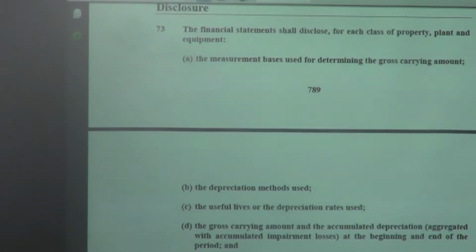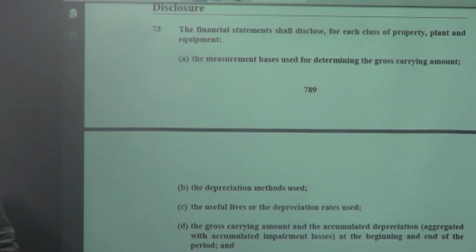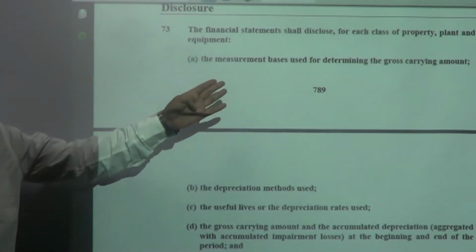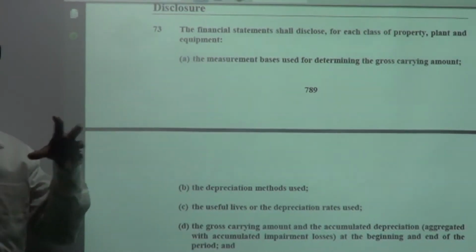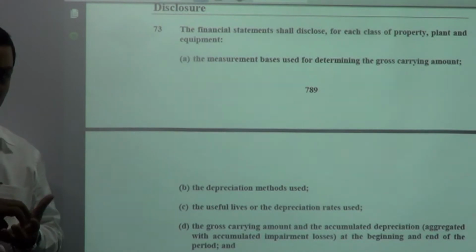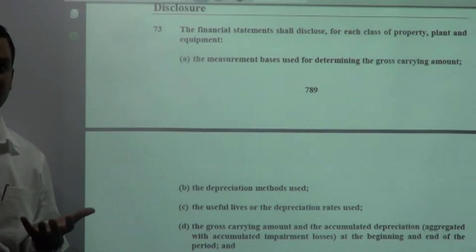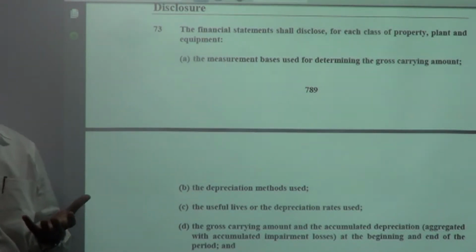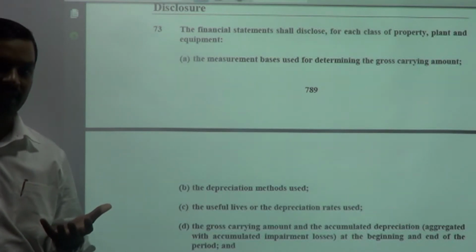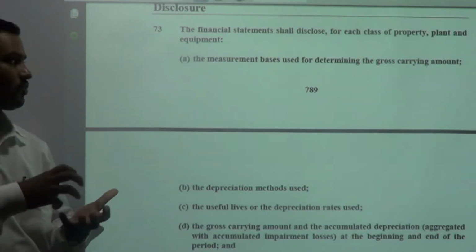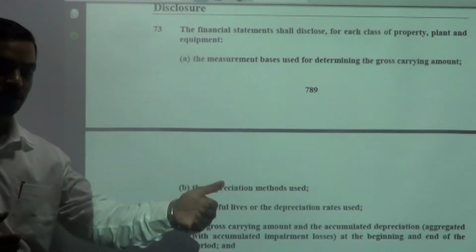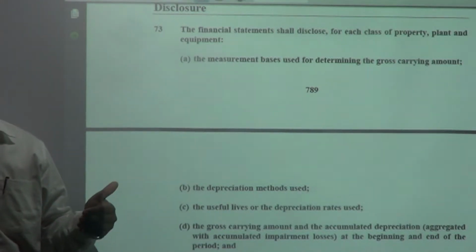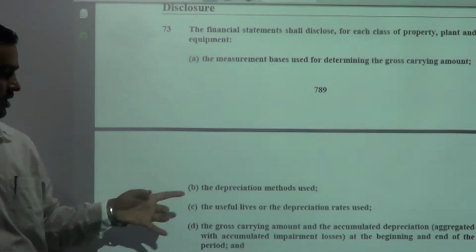The first disclosure requirement is the financial statement should disclose for each class of property, plant and equipment the measurement basis used for determining the gross carrying amount. So whether the gross carrying amount is based on cost or is it based on fair value, that is revaluation model, which measurement basis are you using for calculating the gross carrying amount? That is what we have to first disclose. So company has to describe whether it is following the cost model or whether it is following the revaluation model for arriving at the gross carrying amount.